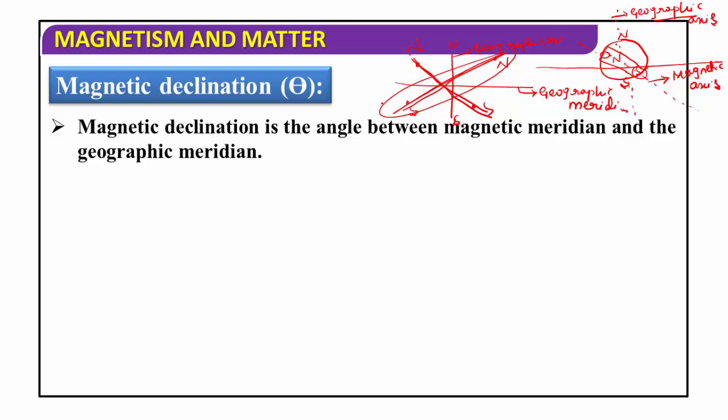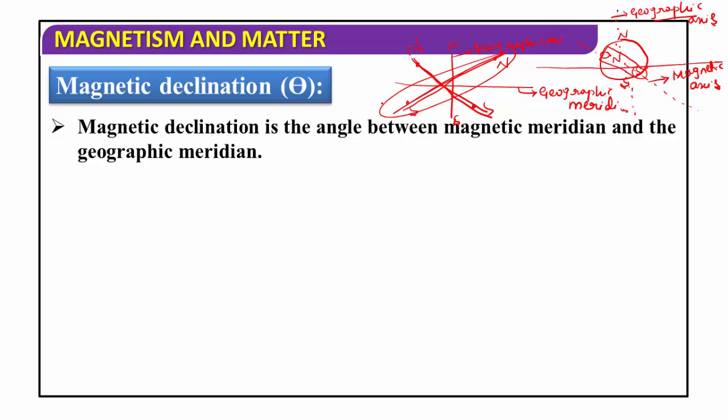There are four important definitions: geographic axis and magnetic axis. Geographic axis means a straight line passing through the geographic north pole to the geographic south pole, and a straight line passing through the magnetic north pole to the magnetic south pole is called the magnetic axis. Geographic meridian means a vertical plane passing through the geographic axis of the earth, and a vertical plane passing through the magnetic axis of the earth is called the magnetic meridian.